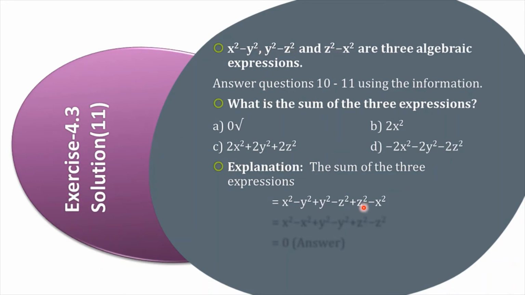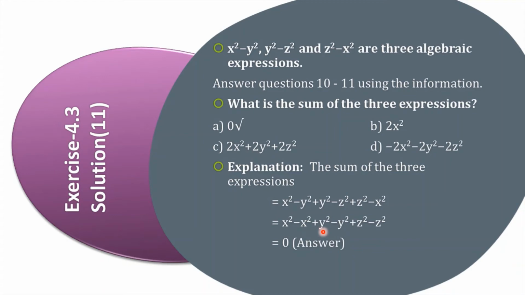As you know, the similar terms or similar variables we can add. If we arrange this with the similar terms, x square minus x square we can write down, plus y square minus y square, plus z square minus z square, because they are the similar terms or same variable. So my dear students, if we subtract x square from x square, we will get 0.